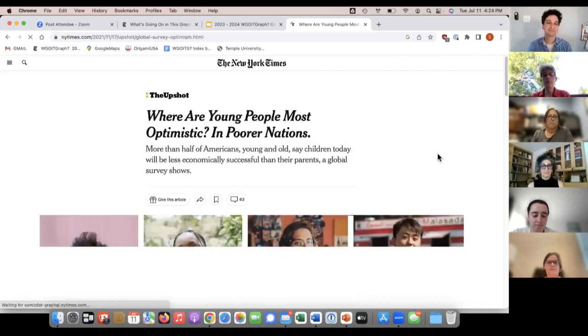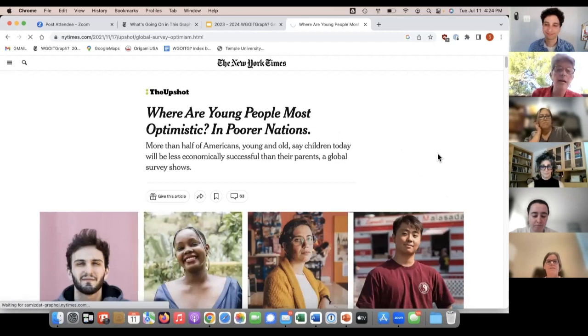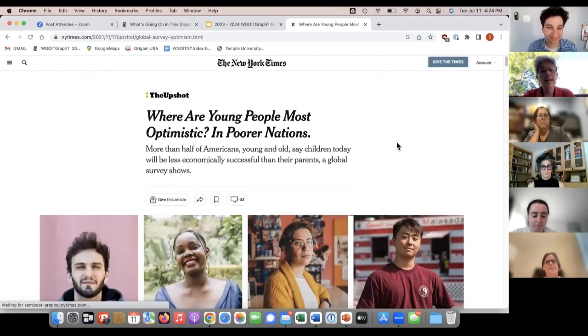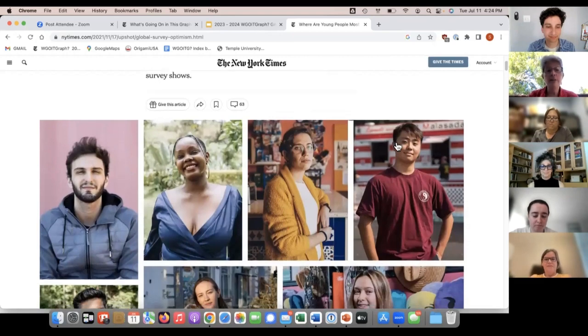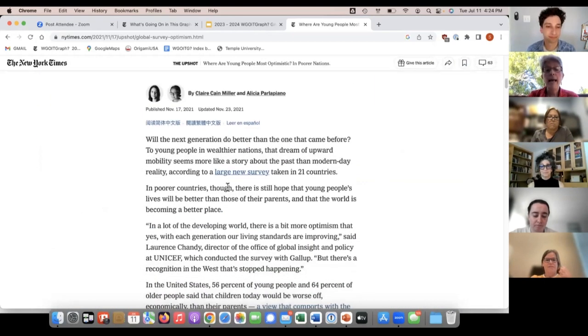It was part of Upshot, which is part of the New York Times. And look at the headline. Where are young people most optimistic? In the poorer countries. So, okay, this is what it's actually going to talk about. You can see that they're going to interview these students, okay? And it says it came from a very large survey of 21 countries.